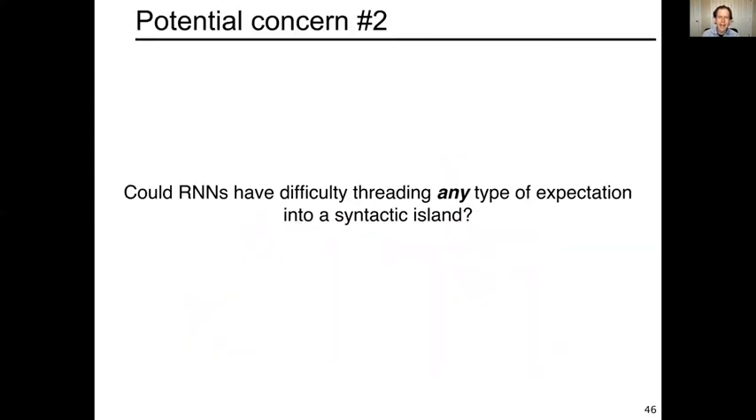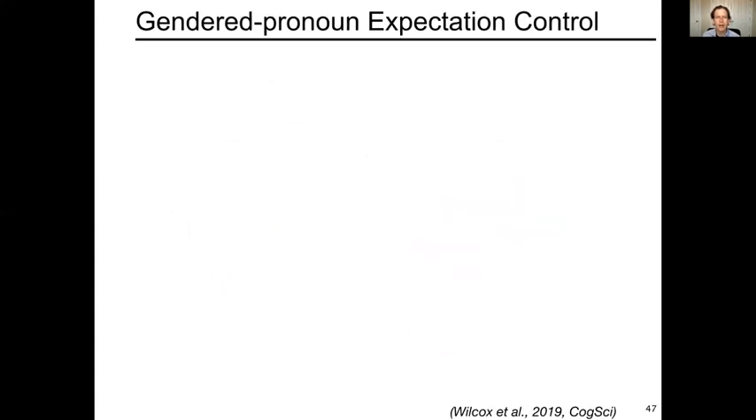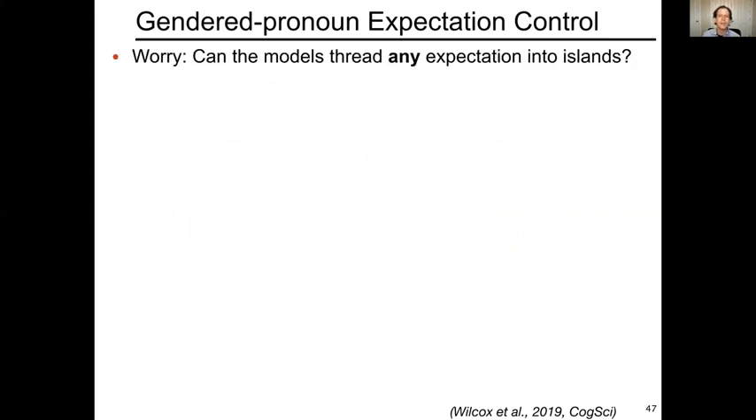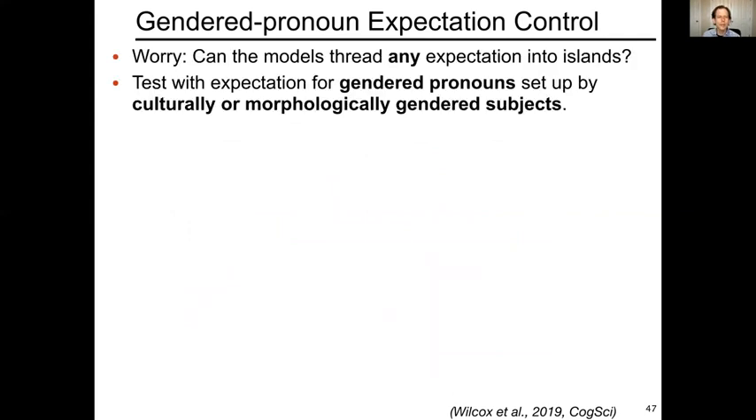Okay, but now you should still be concerned, because maybe this is not about filler gap dependencies. Maybe things that are syntactic islands are things that RNNs have difficulty threading any kind of expectation into. And so we're going to do another experiment to test this, a control experiment. In particular, we're going to use gendered pronouns and expectations for them, set up by culturally or morphologically gendered subjects.